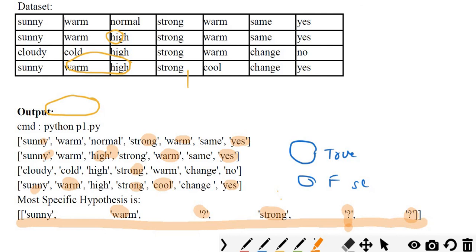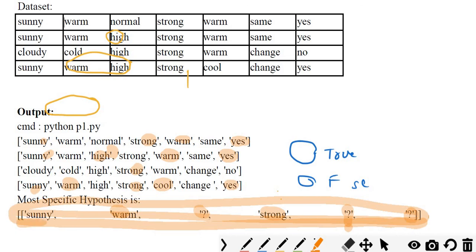So this is exactly the maximally specific hypothesis, or most specific hypothesis, that will be given by the FindS algorithm. So this is about the first lab program. Please go through the video that I have already uploaded in the Google Classroom regarding the FindS algorithm.